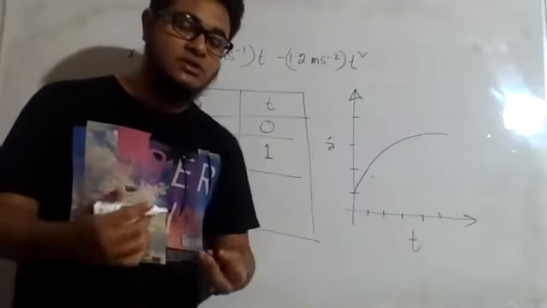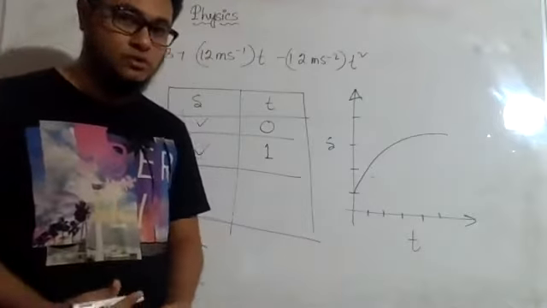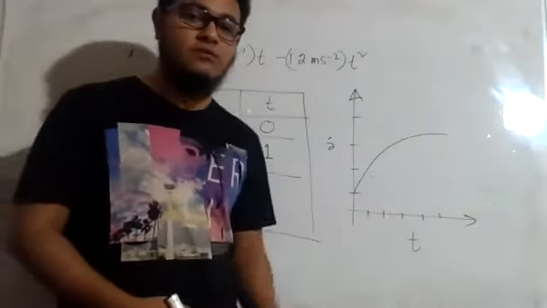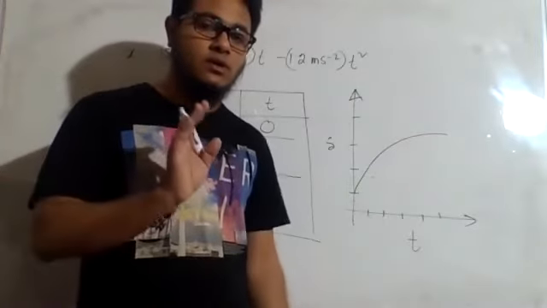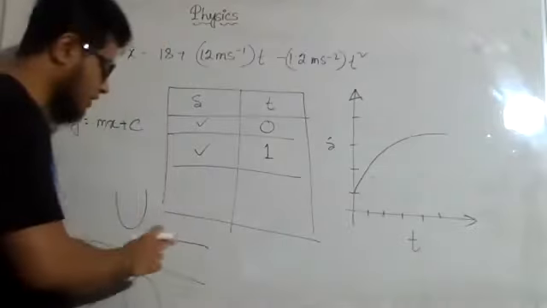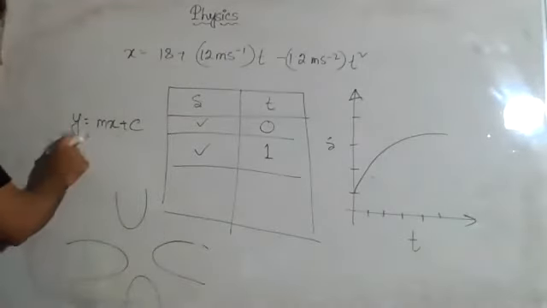You can never measure the displacement at the time minus 1 second. This is impossible, okay? So we will have only the positive part of this graph, and which will look like this. Always remember the quadratic equation, it is a curve, not a straight line. If it is a straight line, then it will be x to the power 1, y to the power 1.